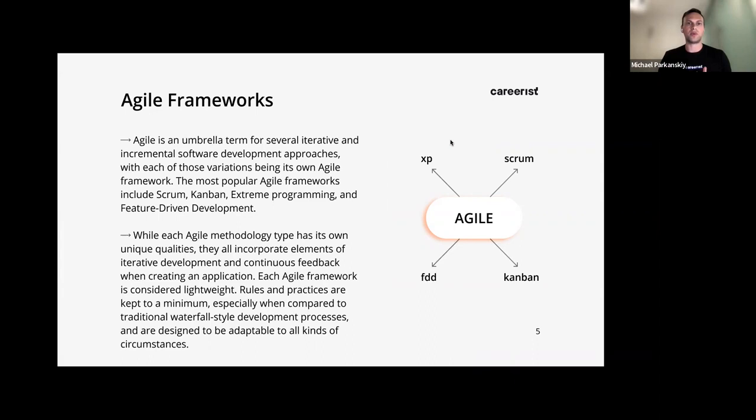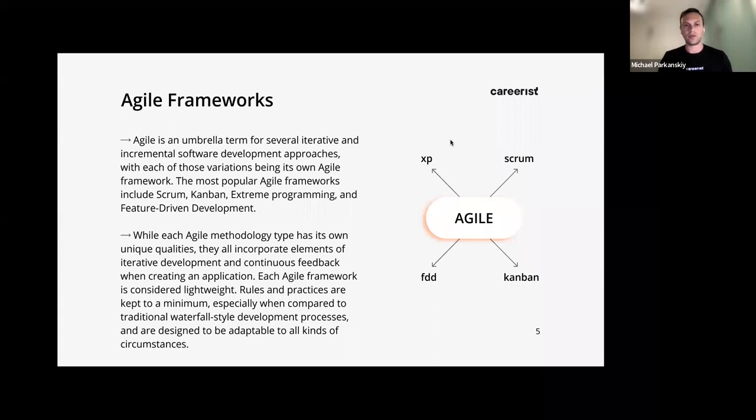So agile is an umbrella term for several iterative and incremental software development approaches, with each of those variations being its own agile framework. The most popular agile frameworks include Scrum, Kanban, extreme programming, and feature-driven development. While each agile methodology has its own unique qualities, they all incorporate elements of iterative development and continuous feedback when creating an application.